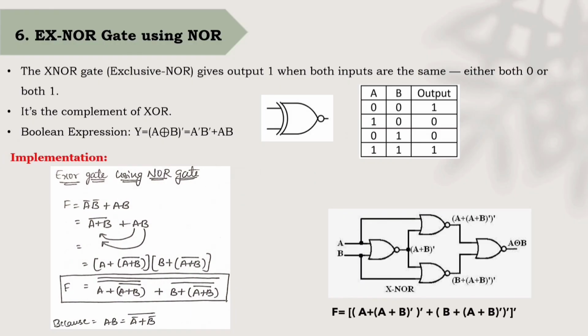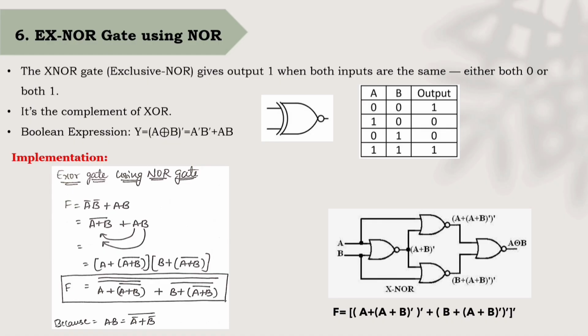Let's move to the next logic gate. The next logic gate is the XNOR gate. Whenever the inputs of the XNOR gate are the same, only then are we going to get the output as 1. The Boolean expression for the XNOR gate is A bar B bar plus AB.